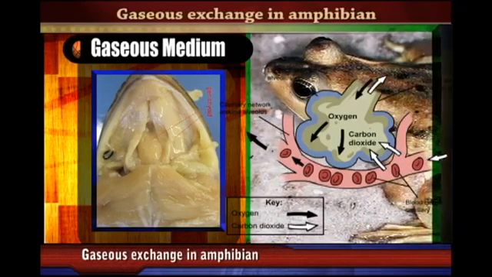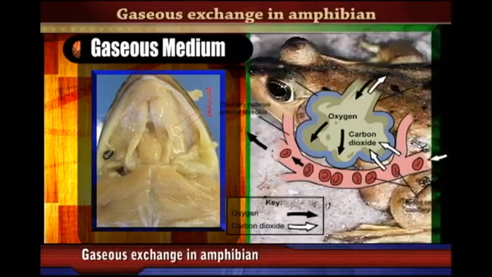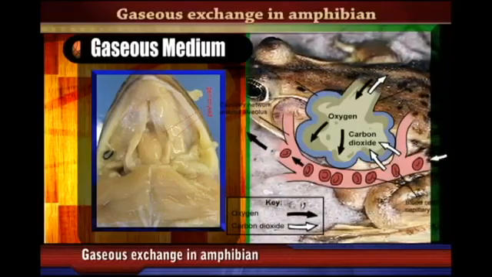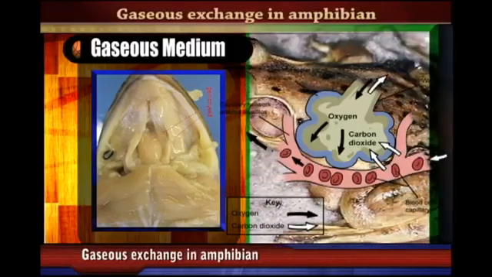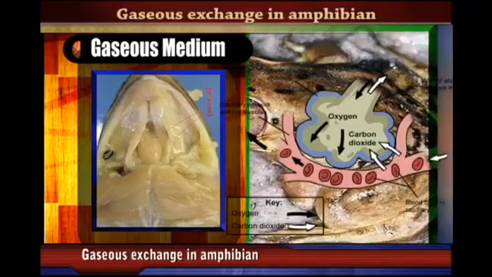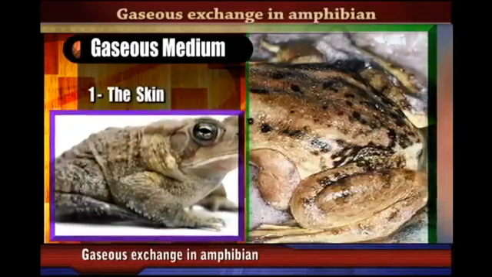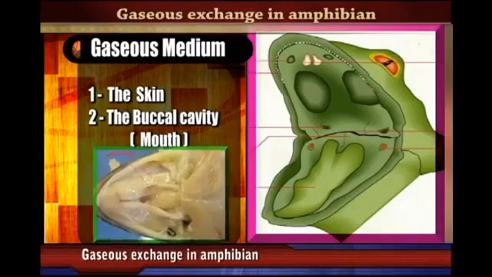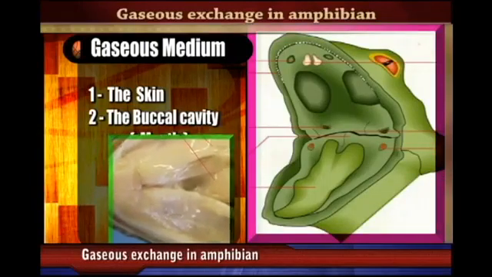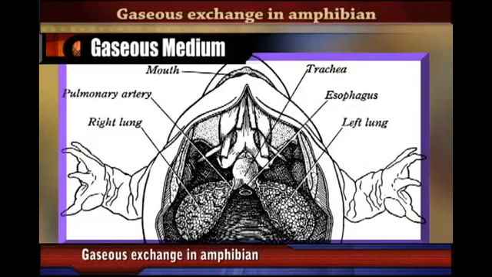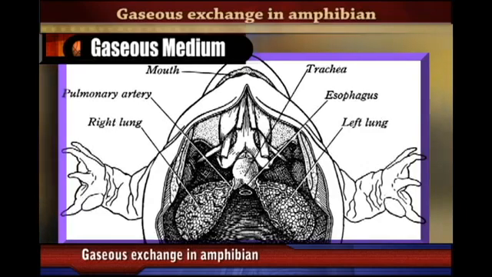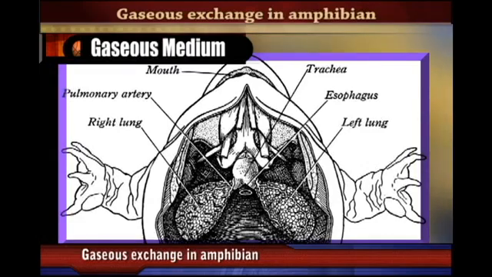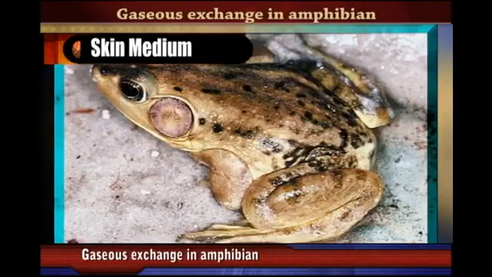And we are saying that gaseous exchange in their body takes place in three body parts. It will take place in the skin, it will take place in the mouth cavity, and it will take place in the lungs. We are going to look at all these systems, how oxygen or gaseous exchange takes place in these systems. We shall start with that one of the skin.